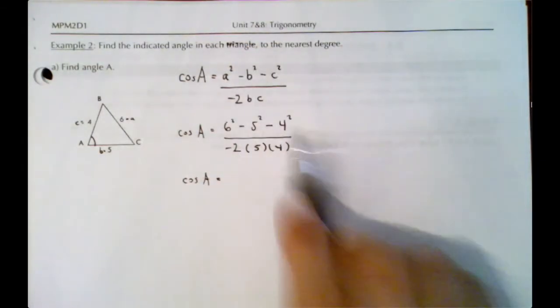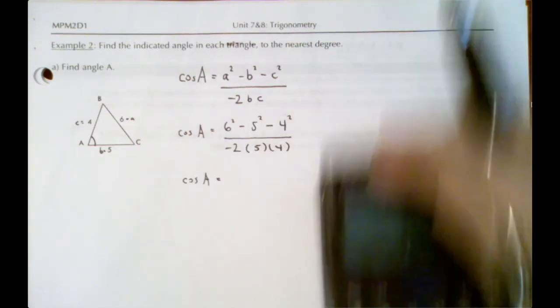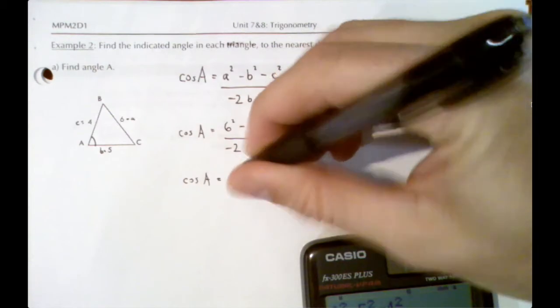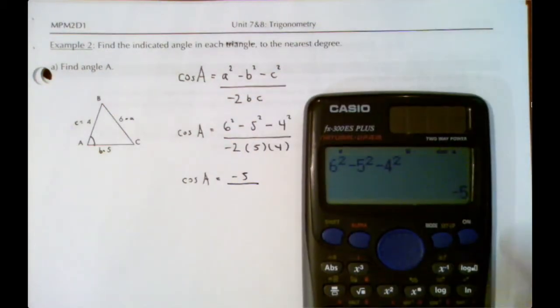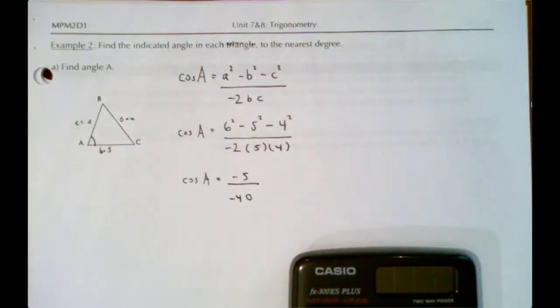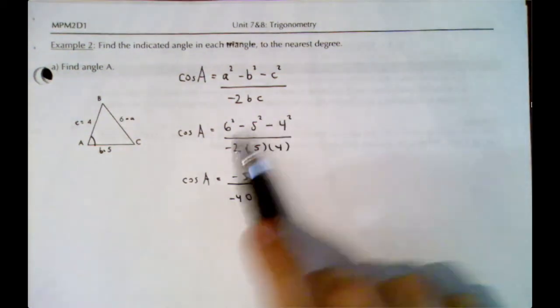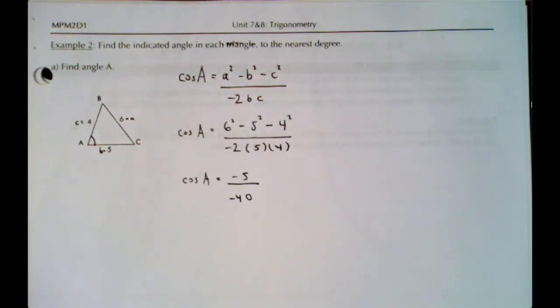Do the entire top in your calculator. 6 squared minus 5 squared minus 4 squared is negative 5. So we got negative 5 over, and the bottom is negative 2, 5, 4, negative 40. So we got negative 5 over negative 40, and we can get a decimal out of that if we want. If we type this whole thing into our calculator, it would have given us a decimal, 0.125.